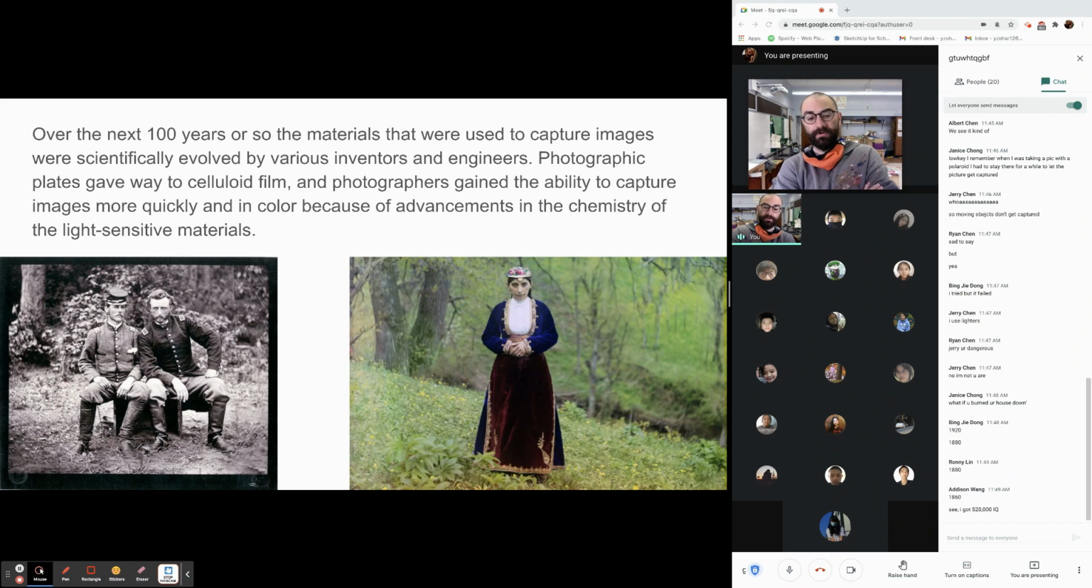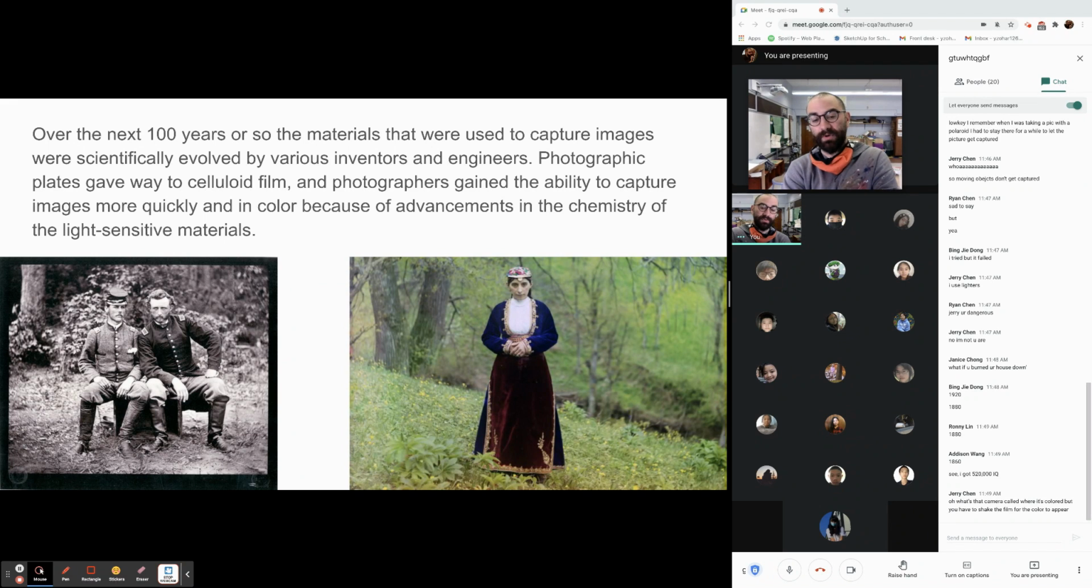And the photograph on the right was shot not too long after that, maybe a decade or two or three decades later. And that's from Russia. And that is a color photograph. They had color photographs at the time. They were just very rare. It was a very intensive and costly process, but they had color photographs back then.